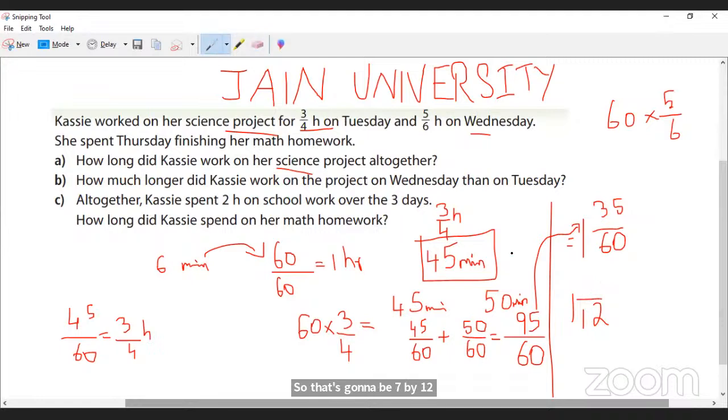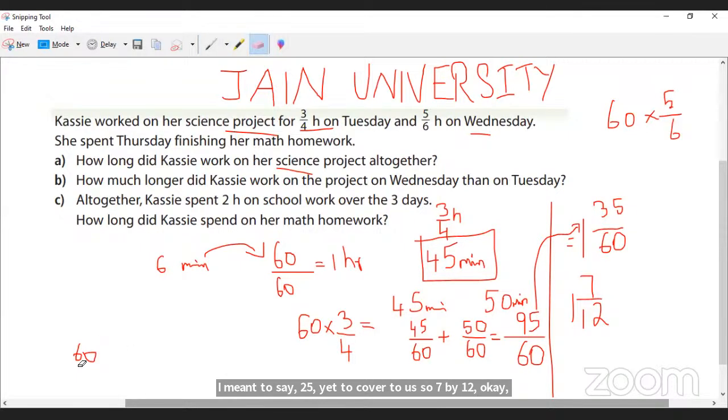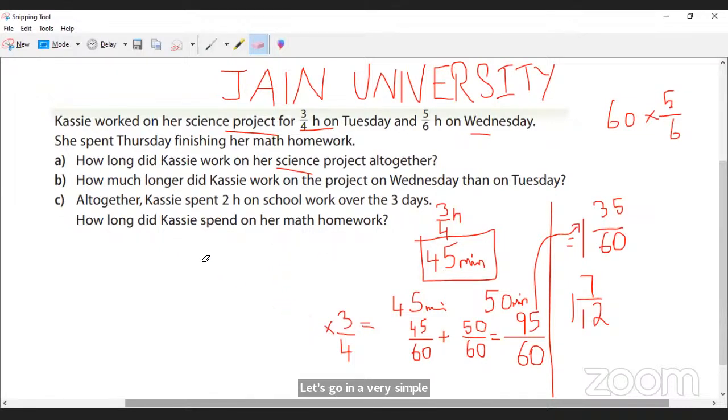I meant to say 25 yet to cover to us. So 7 by 12. Okay, I'm explaining it over here, again, on the right side. Let's go in a very simple way without time conversion. If you go on in the fraction, these things you need in the other topics, but still. So for this science project, Tuesday 3/4, Wednesday 5/6.